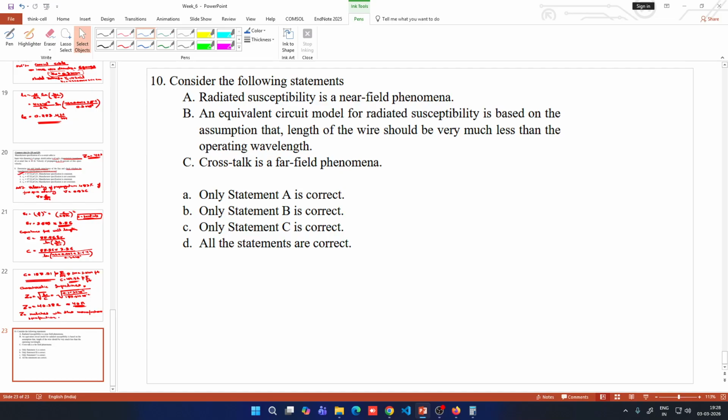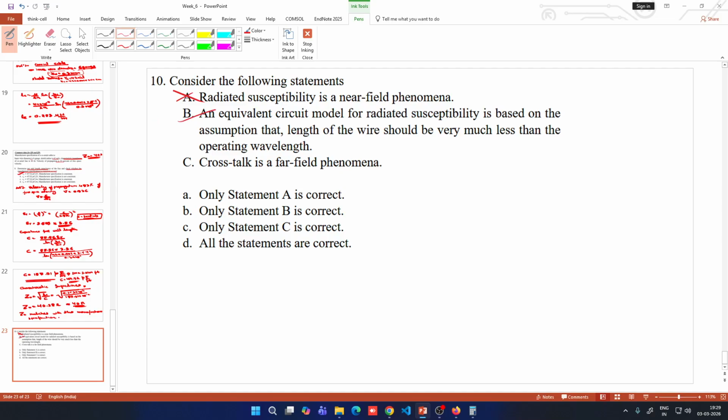That means if two transmission lines or two strip lines in a PCB are very close by, and if there is a crosstalk or any interference happening, that is called crosstalk. So statement A is not true because radiated susceptibility is a far field phenomenon, not a near field phenomenon. So we can cross it out. Statement B says an equivalent circuit model for radiated susceptibility is based on the assumption that the length of the wire is very much less than the operating wavelength. Yes, statement B is correct.